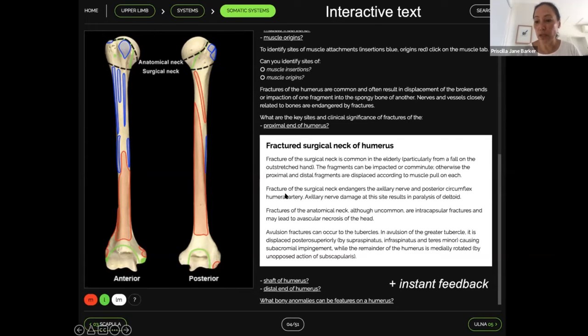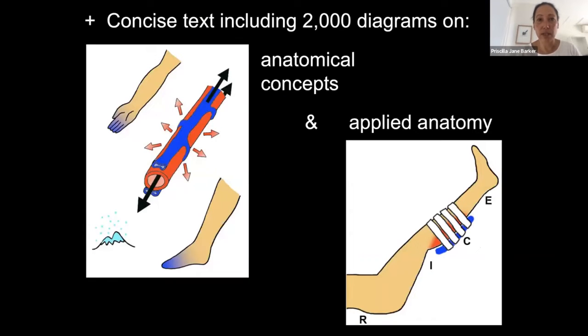So how can that be a problem and manifest clinically? So you get this instant feedback, but it's very useful for learning. A lot of the learning is through questions and self-testing. And it's got very concise text, and there are a lot of diagrams in those little answers, of which there are 2,000, and they're quite unique diagrams.